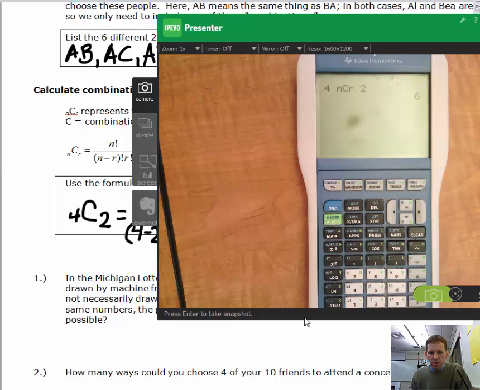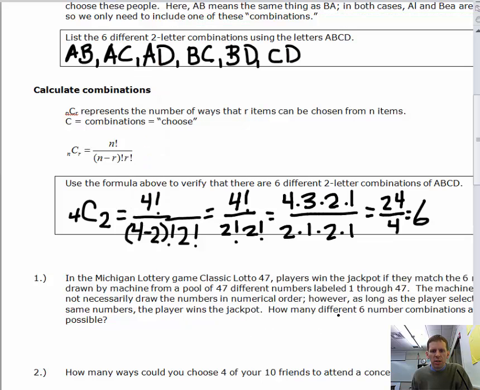What I'd like you to do is go on and see if you can solve problems 1 and 2 in the worksheet. We'll pause the video and see what you get in just a minute.